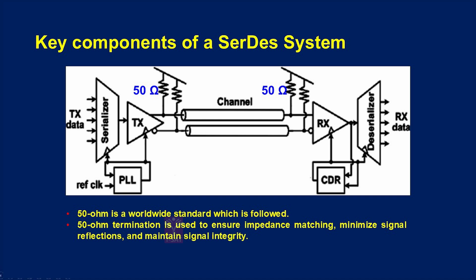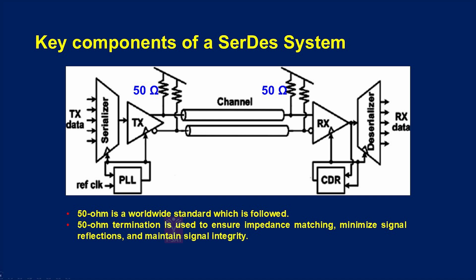And there is a reference clock. Definitely we need a reference clock to do these parallel to serial conversions, and that reference clock goes through the PLL, whose output is transferred to the TX and the serializer. Now the clock is not propagating from here to here, so we need a CDR to regenerate the clock from the data, and that's how this is coming.